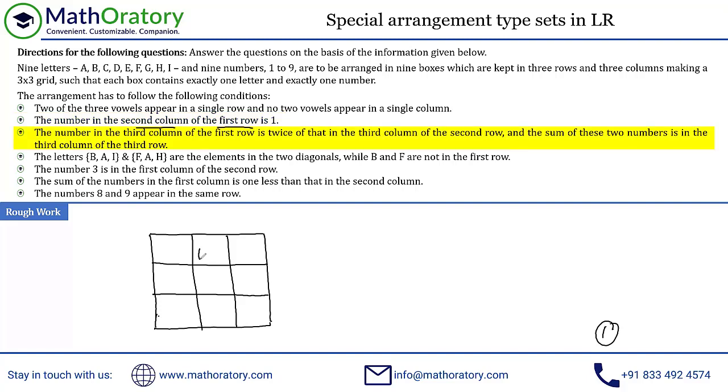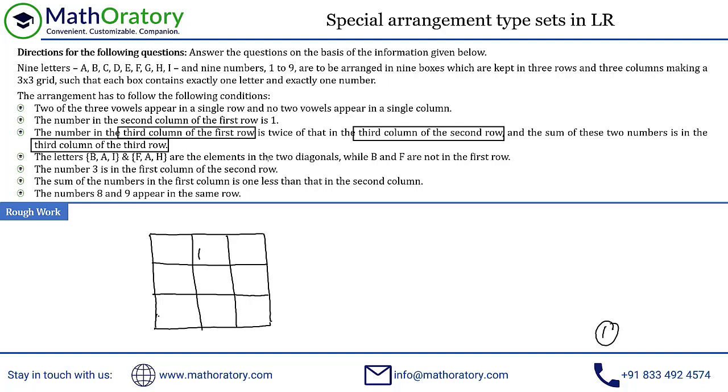The next point says the number in the third column of the first row is twice that in the third column of the second row. So this is comparing the third column of the first row, that is this cell, with the third column of the second row, that is this cell. So if this is X, this is 2X, something like this. And the sum of these two numbers is in the third column of the third row. So if you look at the cells that are in the purview here, third column of the first row, third column of the second row, and third column of the third row, all we are comparing are the three cells of the third column, right? So these three cells are what we are looking for.